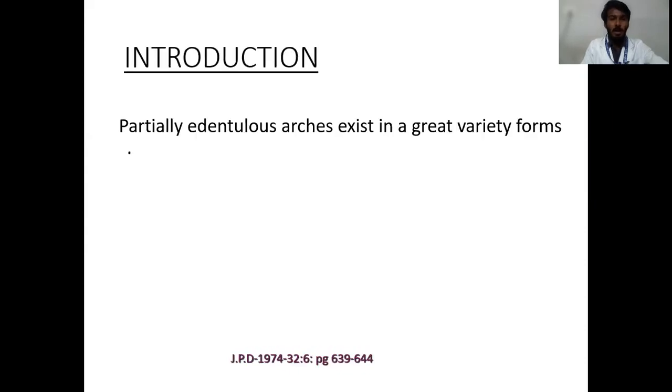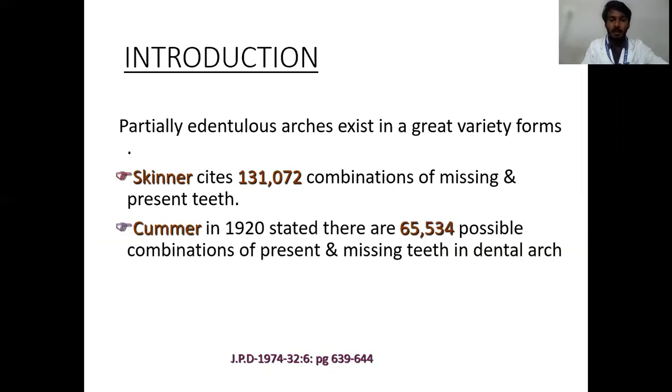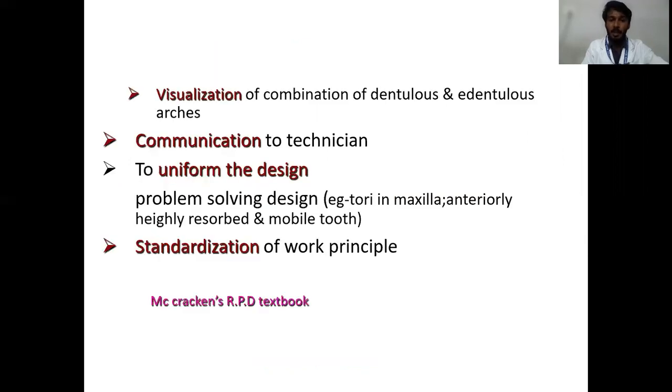So first you have to know that partially edentulous arches exist in a great variety of forms. According to Skinner, he cited 31,072 combinations of missing and present teeth. According to Kummer, in 1920, he stated that there are 65,534 possible combinations of present and missing teeth in a dental arch.